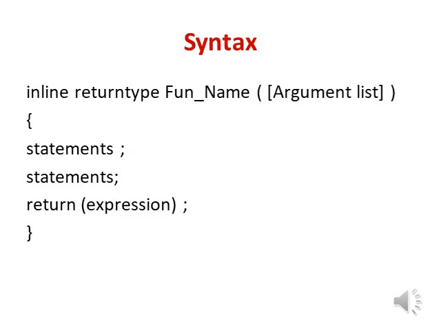Here is the syntax of defining an inline function. Inline, return type, function name, argument list in the parenthesis. Next, the statements of the function, and the last one is the return statement. Here the keyword inline is to be used in the header line at the beginning of the definition. The following program explains the inline functions.